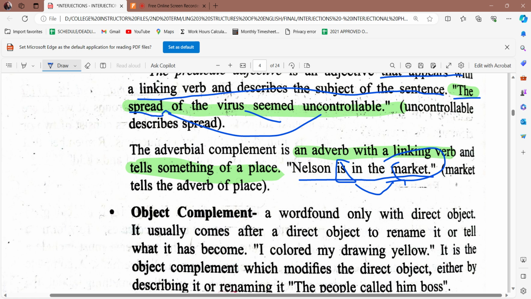If you're given a scenario wherein there is only an underlined word, and then you have to identify whether it is an adverbial complement, predicate nominative, predicate adjective, and whatnot, it will be easy for you to identify. Okay, kung kabalo ka mo check kung unsa ang iyahang function sa sentence.